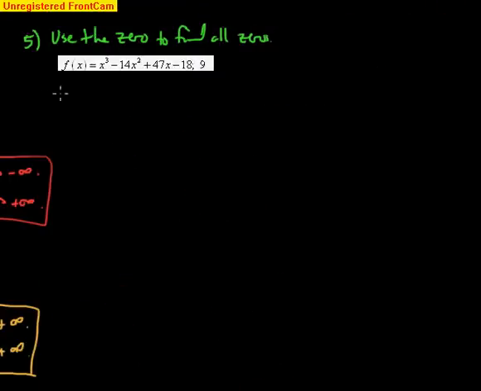Okay, the next problem here, just disregard this writing over here. We need to use the 0 they give us to find all the zeros. So here's the function f of x equals x cubed minus 14x squared plus 47x minus 18, and the 0 that they give us is 9. This number right here. So what we do is first, standard form, all powers of x.